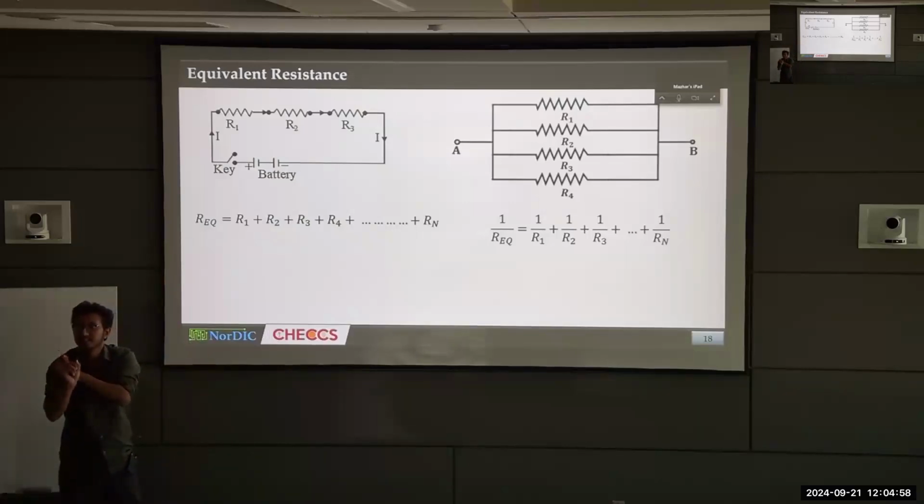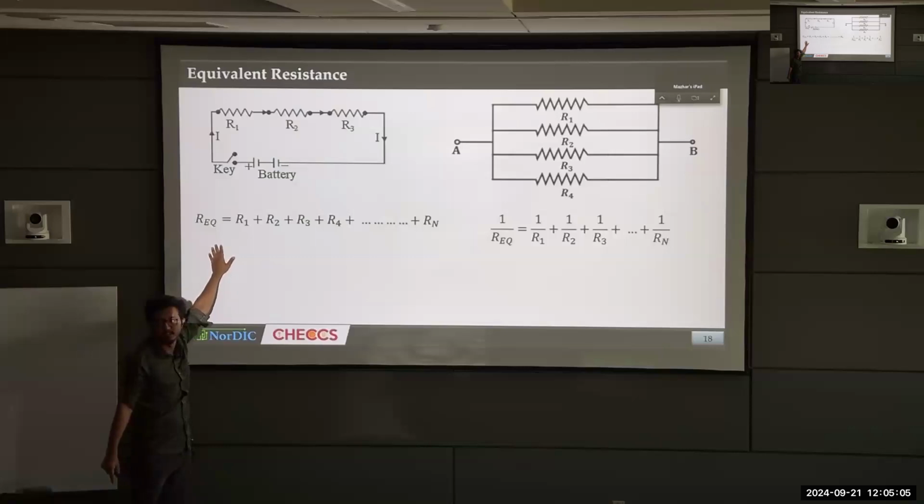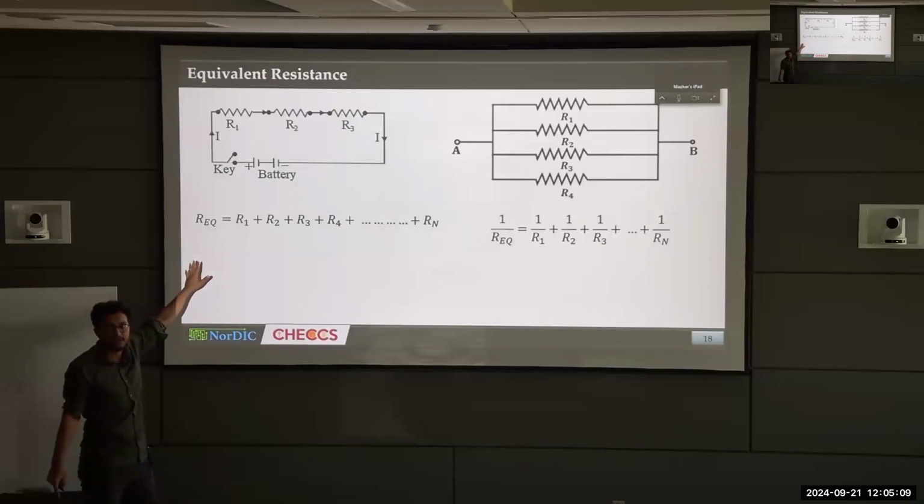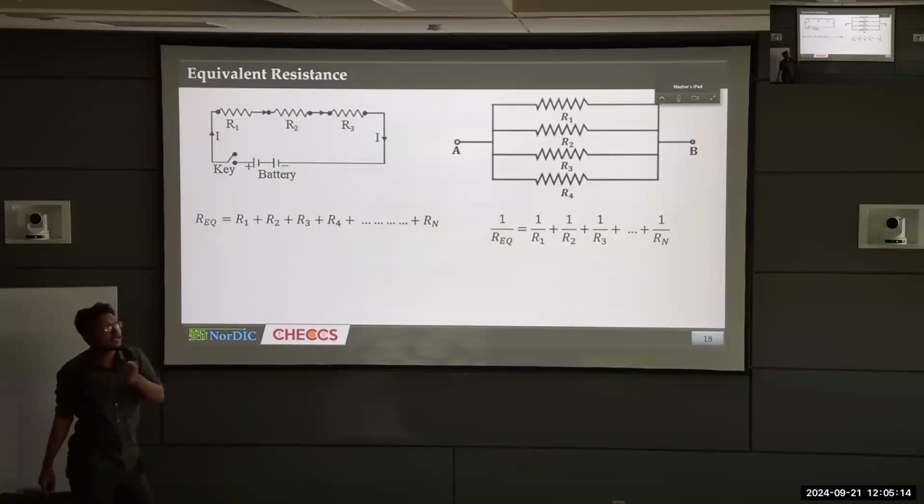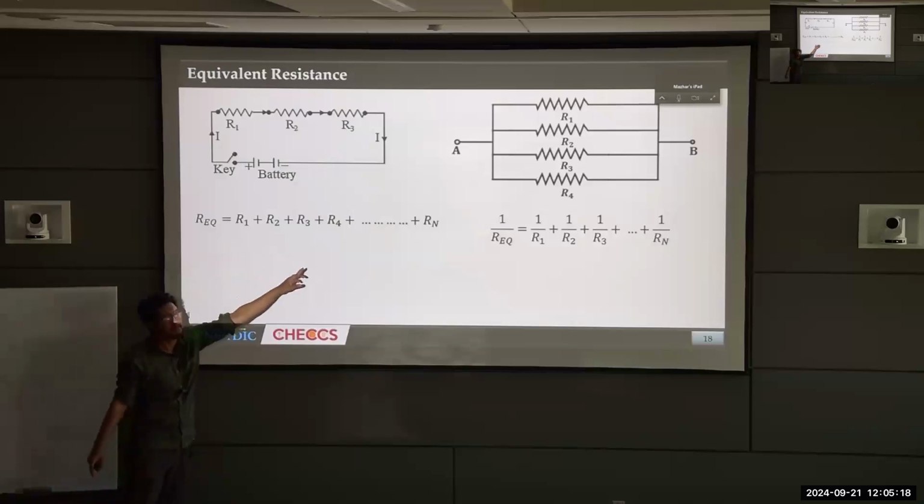What resistance is going to be so that the current will be the same? That resistance is basically the equivalent resistance or total resistance. You see my point? So if I tell you, okay, I don't want three resistances, I want only one resistance, so the current will remain the same. This is basically this summation.